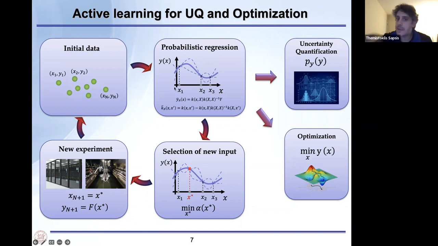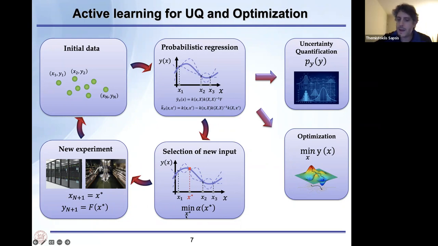So assuming you have an idea, based on your data, of the regression curve and the confidence intervals, then the next question is, what is the next most informative experiment that I should carry out, or what is the next X that I should run in my device or experimental facility so that I have the best possible convergence for the statistics or the optimization that I want to do? So you have to identify criteria for selecting this new input, as we call it. And this is the acquisition function that I will talk about in a second. This is the core of our effort: building a good acquisition function so that we get fast and efficient uncertainty quantification, or efficient optimization.